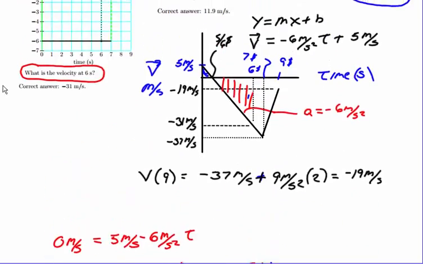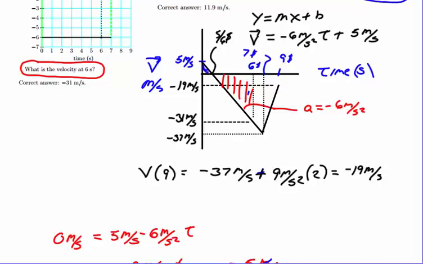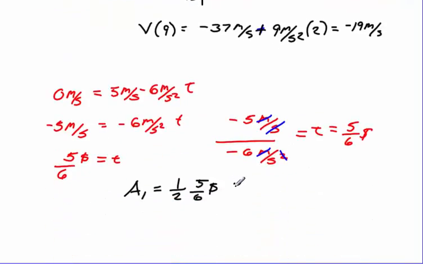Okay, times my height, and that's going to be 5. And notice your seconds cancel out here and here. I'm left with the units of meters, and we'll run that, and we're going to keep this in a fractional form. That's going to give me 25/12 meters.